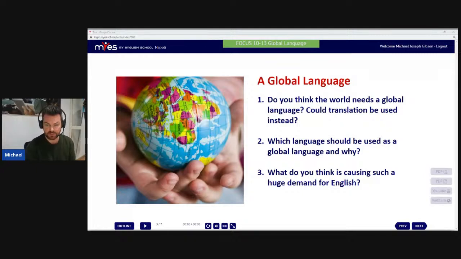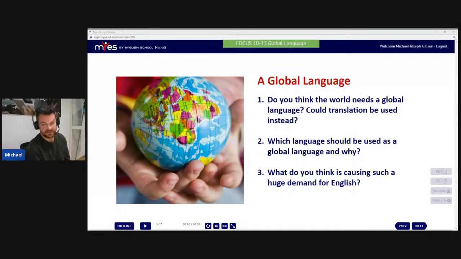Translation, for example, do you think there's a difference between translation and interpretation? Is translation the interpretation of a person? Yeah, it's curious. Which language should be used as a global language and why? What do you think? For example, should we use English as a global language? What would the reasons for that be?